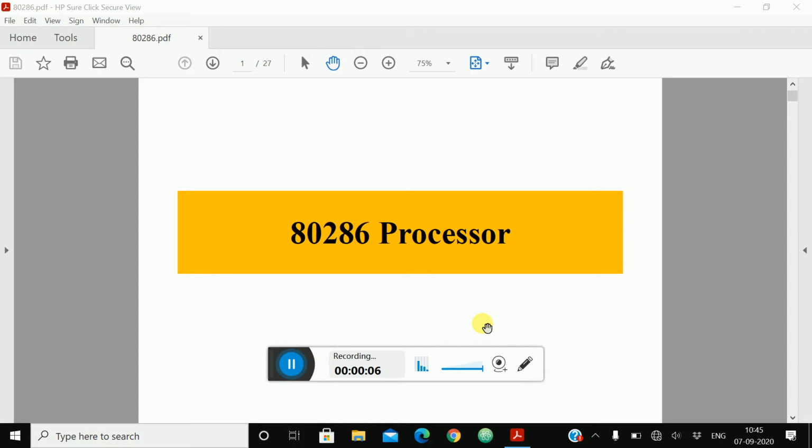So today we are going to start a new topic on the 80286 processor. As it's a vast topic, we'll be covering this in parts. In the first part, we are going to see the architecture, the processing units and some of its pins. And the left out portion will be covered in other videos.